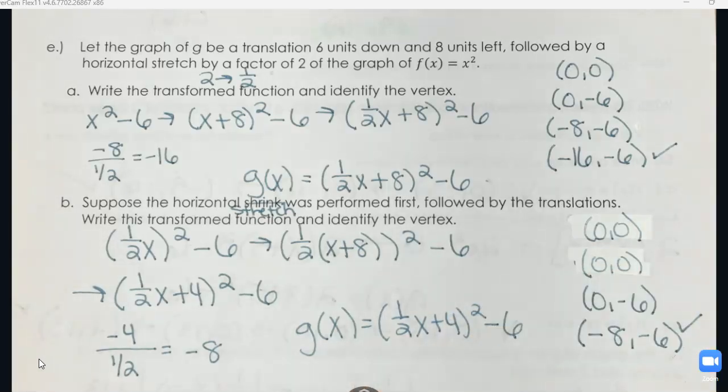So again, the order you do the operations of your transformations matters. So make sure you're reading very carefully in the order it says. That concludes our Day 2 notes on transformations.